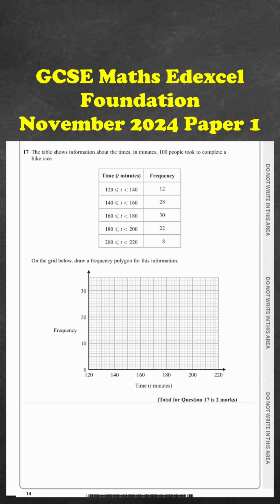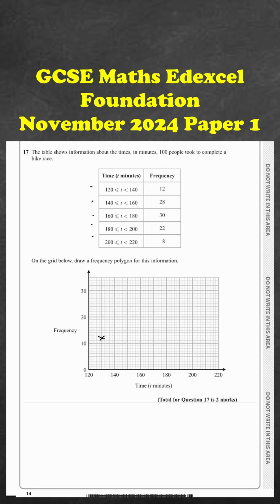Question number 17. The table shows information about the times in minutes 100 people took to complete a bike race. On the grid below, draw a frequency polygon for this information. Okay, so what's important here is taking the midpoint of each of these times. So 130, and the frequency is 12, so we can just do a point at 130 and 12.